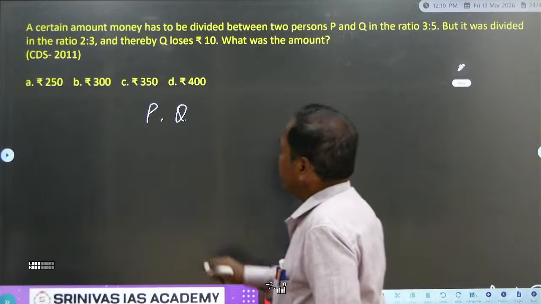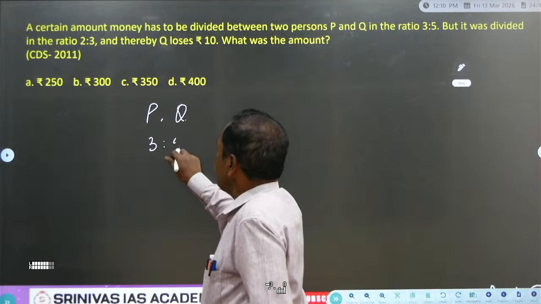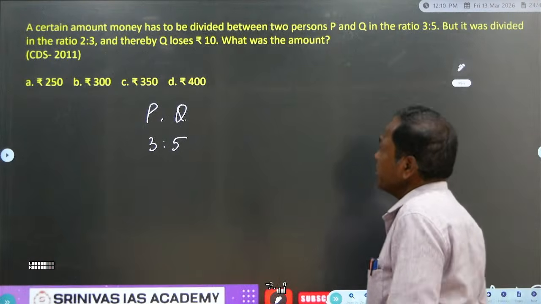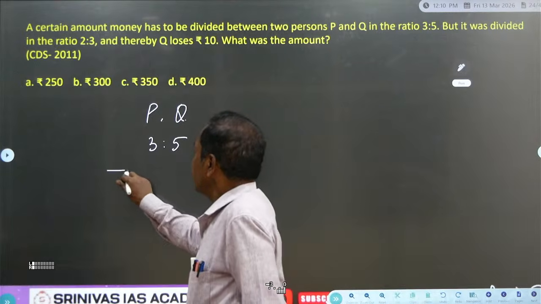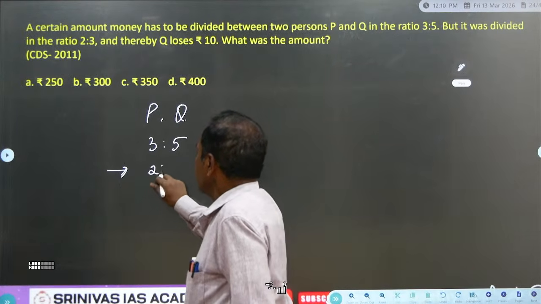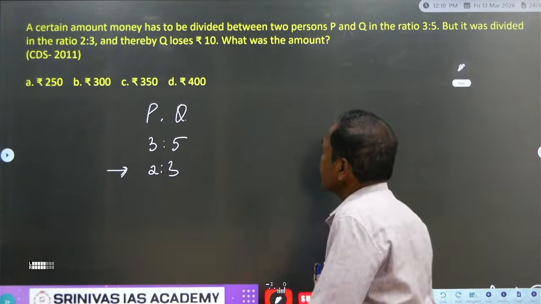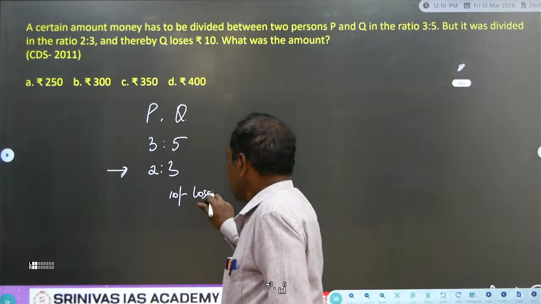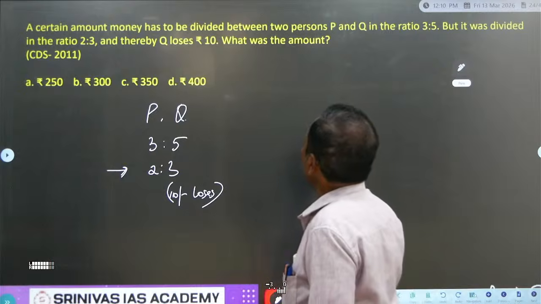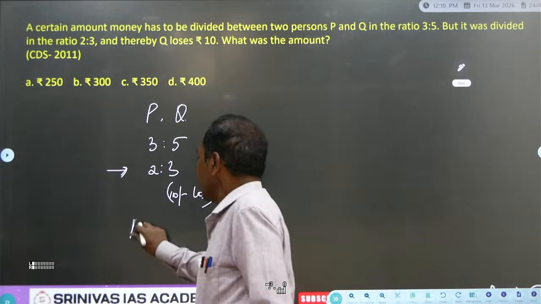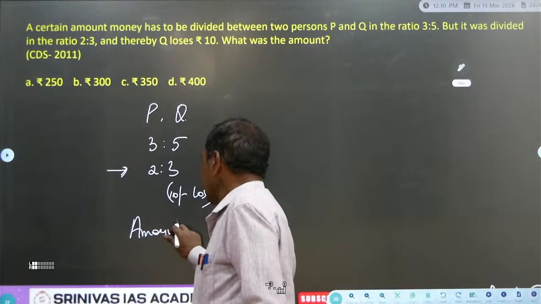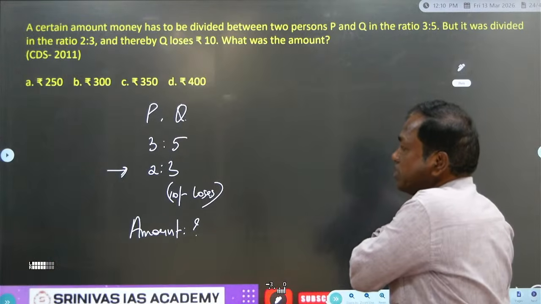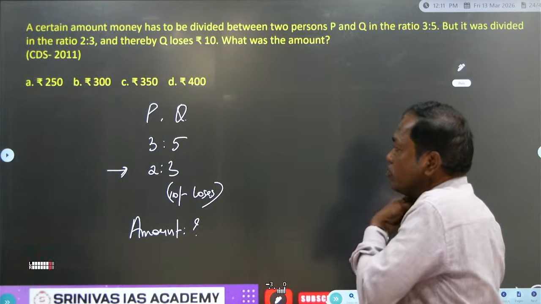In the ratio 3:5, money is supposed to be distributed in the form of 3:5, but it was divided in the ratio 2:3. In the process, Q loses 10 rupees. So what was the amount? What was the amount? That is the question. But what is the information given? Who loses money? Q loses money.